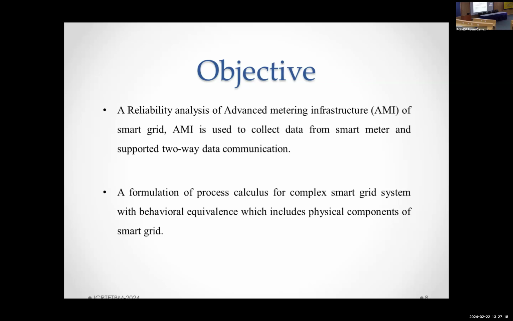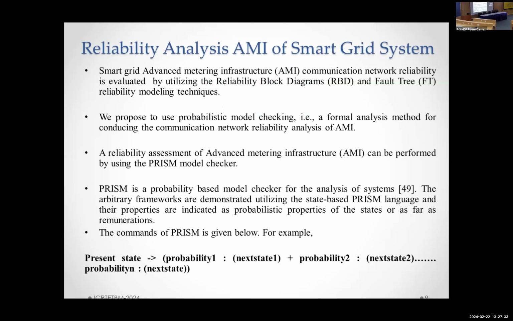The second objective of this paper is that we want to formulate a formal process calculus for smart grid systems. Let's start with the first objective, the reliability analysis of advanced metering infrastructure. Basically, advanced metering infrastructure consists of things like the meter data management system and a data collector portion.